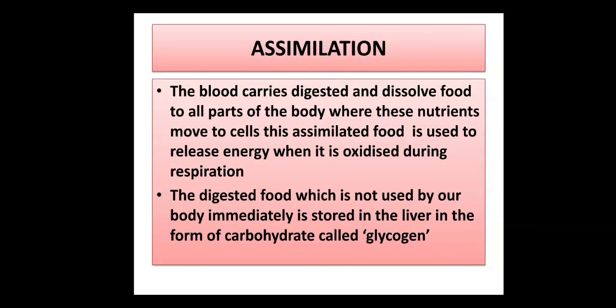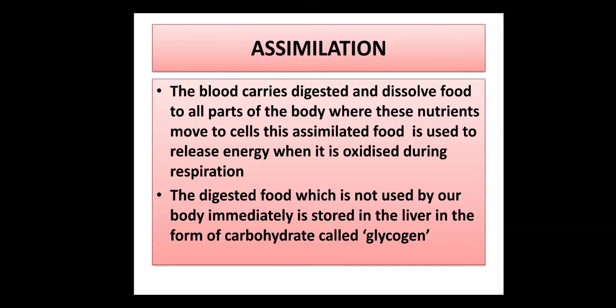First we have to digest the food, and after digestion there will be absorption, and after absorption each and every nutrient has to move to the what? Cell. And this movement of nutrient from blood to the cells of the organ is known as what? Assimilation. As it is written here, it is known as assimilation.